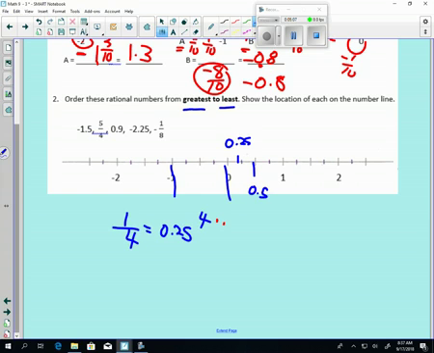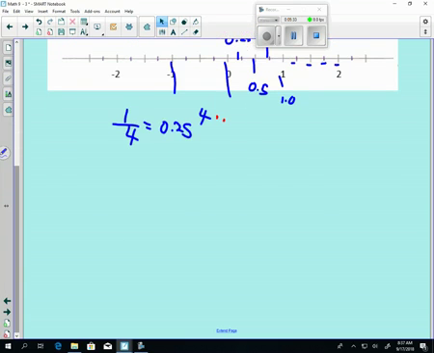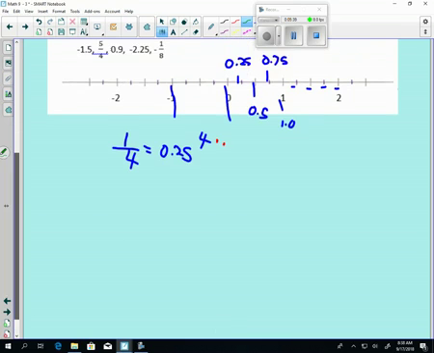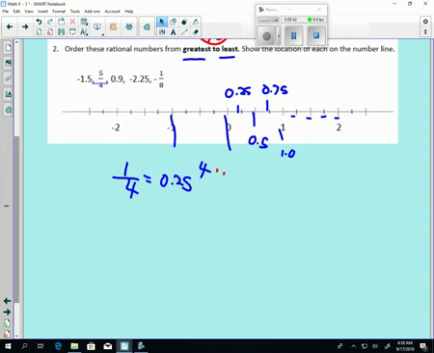Then this one here is going to be 0.75, and then we're down to 1.0, and then 1.25, 1.5, 1.75, 2. They all increase by 0.25. So the first thing we can do now is convert these all to decimals. The first one, -1.5, we already have as a decimal. Then 5 over 4.